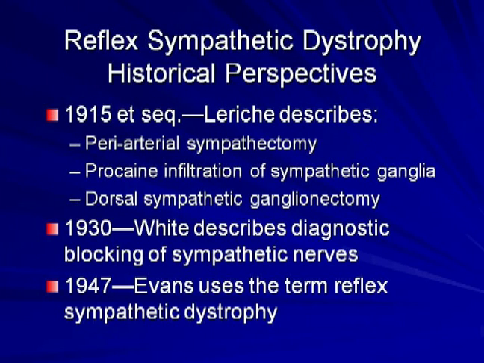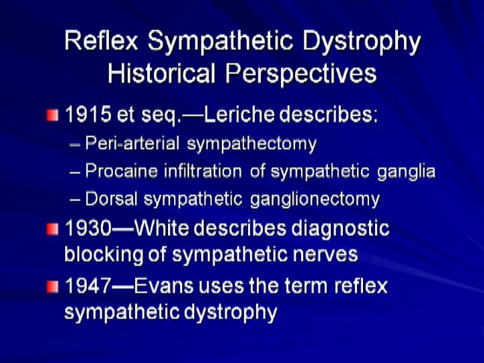He would do surgical exploration. He would inject with procaine in the sympathetic nerves and the sympathetic ganglia, and he would remove, as part of the treatment, the sympathetic nerves and the sympathetic ganglia. He also described dorsal sympathetic ganglionectomy from the lumbar vertebra as a treatment.